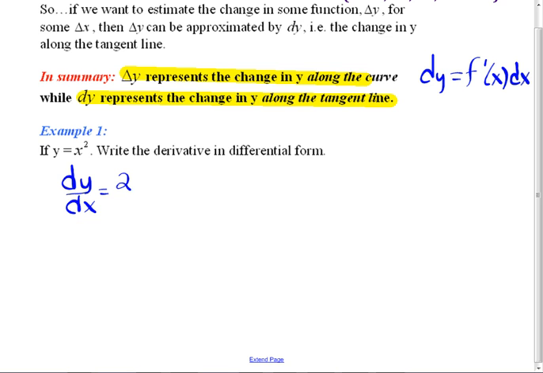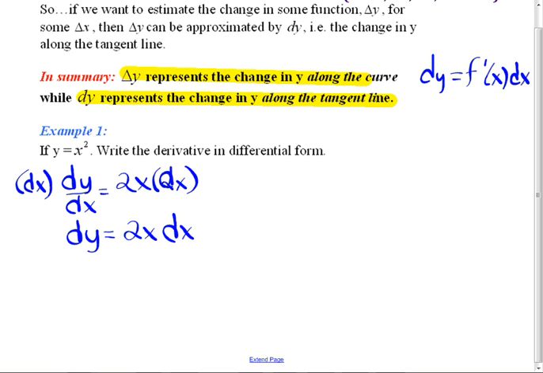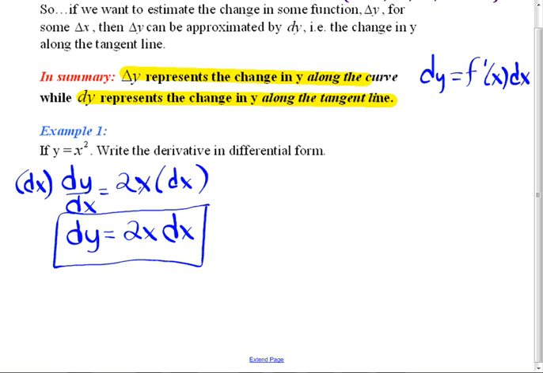So what's dy dx? It's 2x. Now, think of this as the change in y over the change in x. That's of the tangent line. Can you solve for dy? Multiplied by dx. That's all, whoops, it's a d. That's all it's asking us to do. I'm going to fix this so it looks right. That's it. That's the answer to the question. So if they ask you to write a derivative in differential form, that's what they're asking you to do.